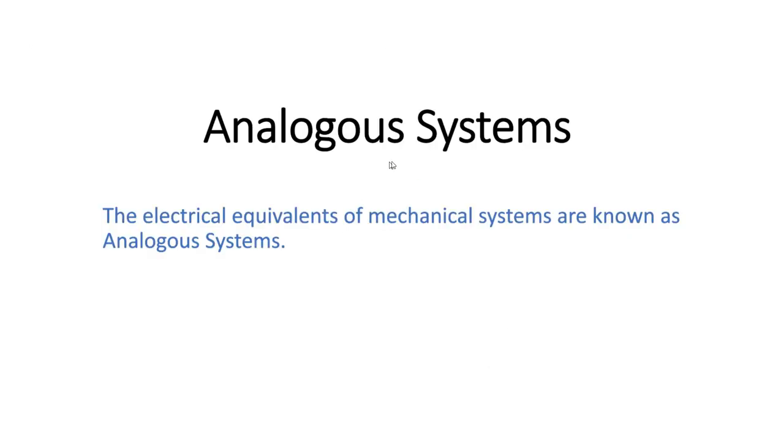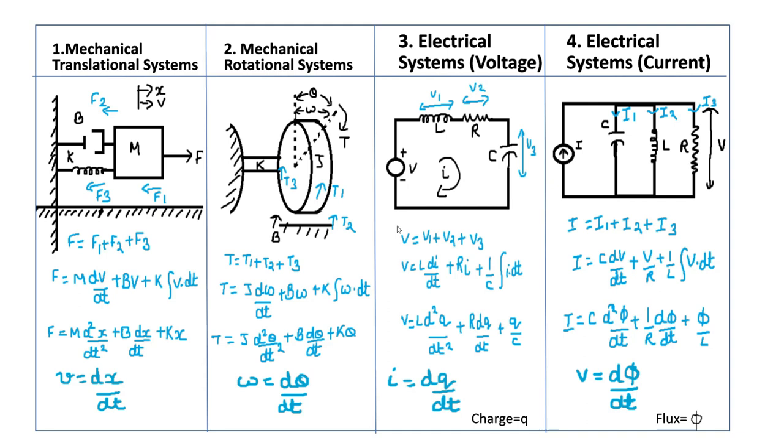Now we will study about the analogous system. So analogous systems are basically the electrical equivalents of mechanical systems. We will see this. Okay, so I know this is a little bit congested, but to differentiate between all these four types, I have to represent them in a single slide. So here we have mechanical translational and mechanical rotational system, and then their analogous electrical system in terms of voltage and current. So this is your mass element, and here this is spring element, it is damper.